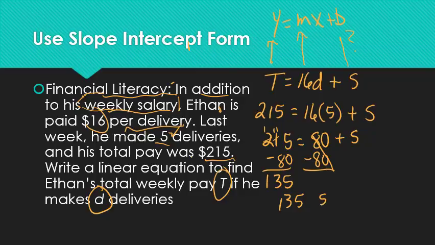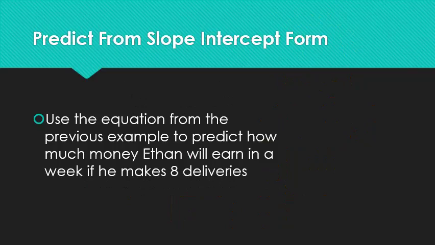All right, now that we've found that, we're going to substitute the 135 for S, and that's going to give us our linear equation. And so it would be T equals 16D plus 135. And shazam, there is our equation for his total weekly pay. Now let's move over to the next slide, and we're going to use this equation that we have written to make a prediction. So let's go over here, next slide.